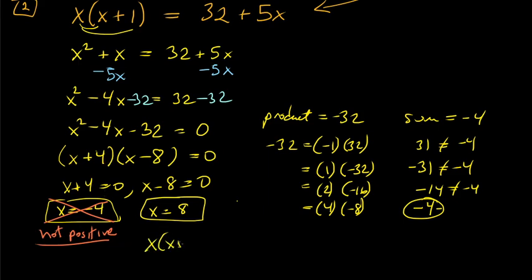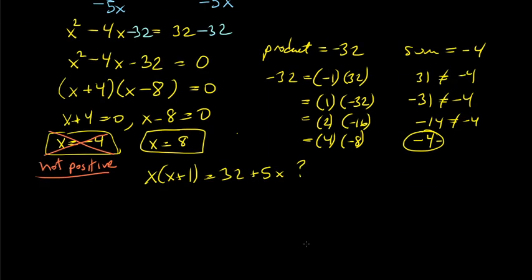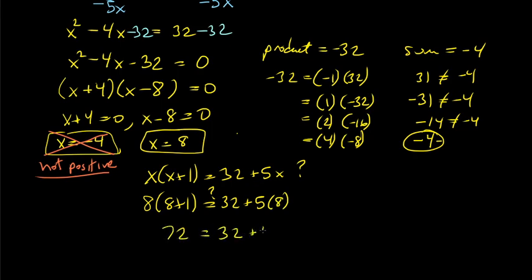x times x plus 1 equals 32 plus 5x. Does x equal 8 work? So 8 times 8 plus 1. Does that equal 32 plus 5 times 8? All right, so 8 times 9 is 72. And 32 plus 40 is also 72. 72 equals 72. So it has to be 8. 8 is correct.